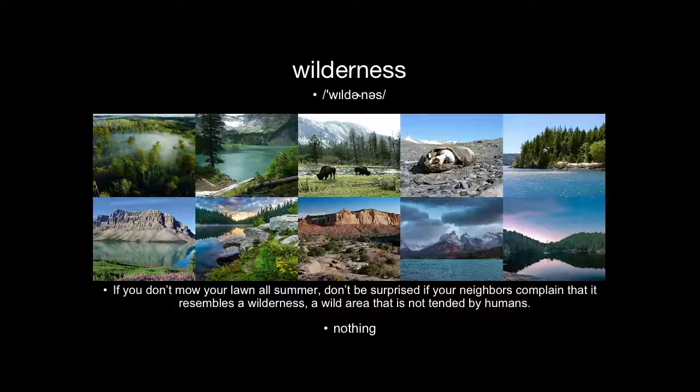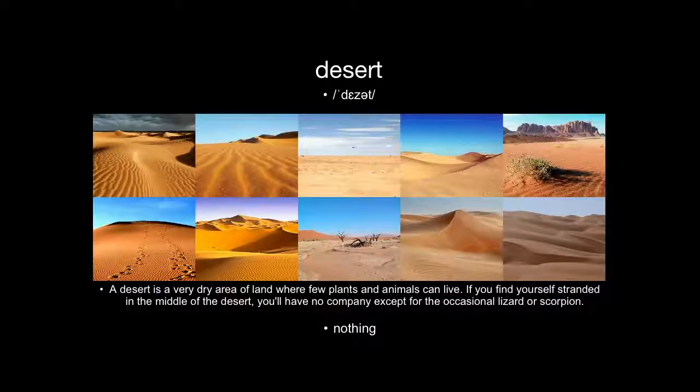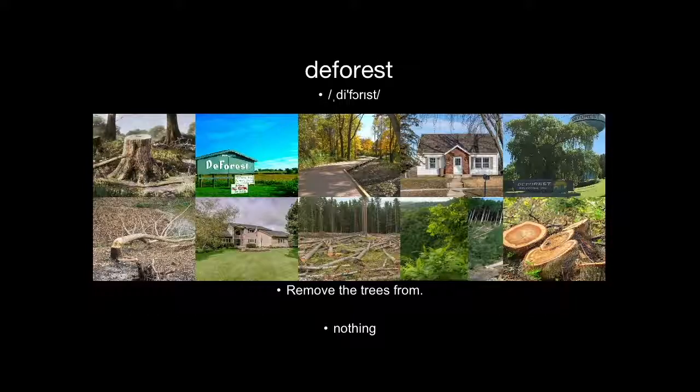Wilderness. If you don't mow your lawn all summer, don't be surprised if your neighbors complain that it resembles a wilderness, a wild area that is not tended by humans. Desert. A desert is a very dry area of land where few plants and animals can live. If you find yourself stranded in the middle of the desert. Deforest. Remove the trees from.